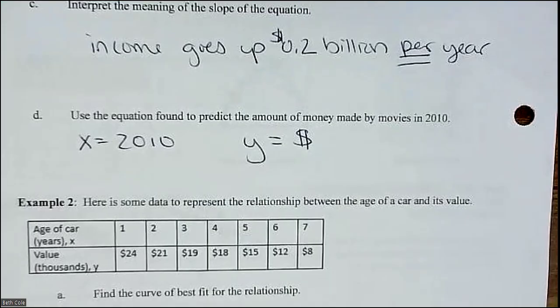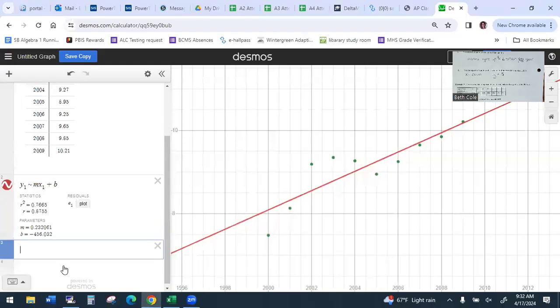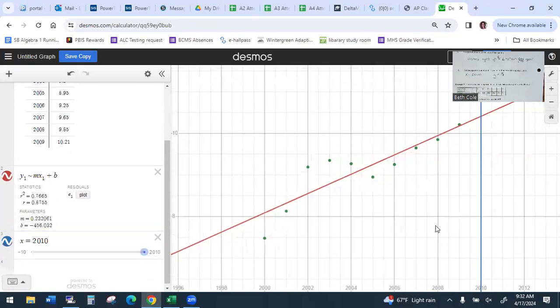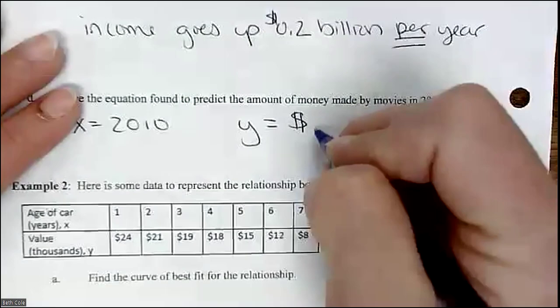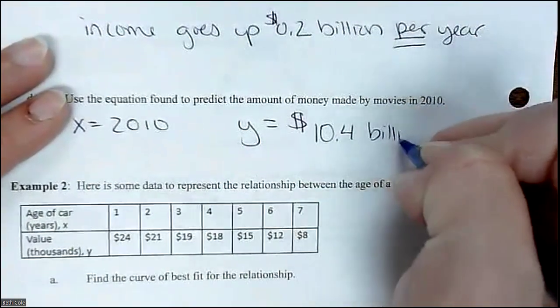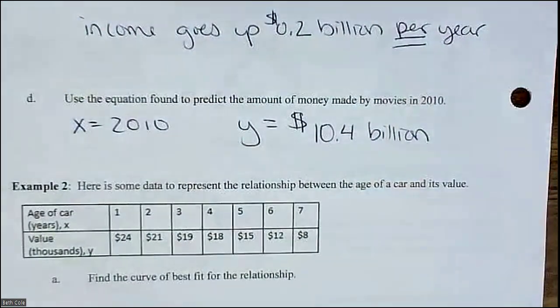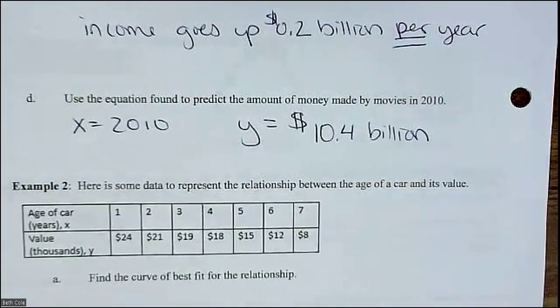Now, are you looking? I'm going to go down to the third box down here. I'm going to type X equals 2010. Do you see how it put this vertical line on my graph? Where do I want to click? In the intersection. Intersection, good. And it is $10.4 billion. And then you want to check, does that make sense? That makes sense because the amount of money was going up. If you got a smaller number, you would be like, oh, something's probably not right.